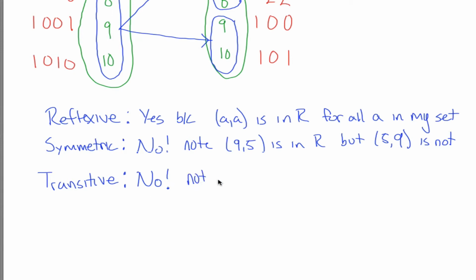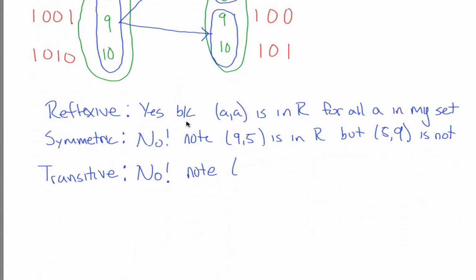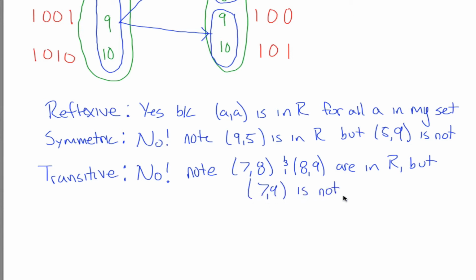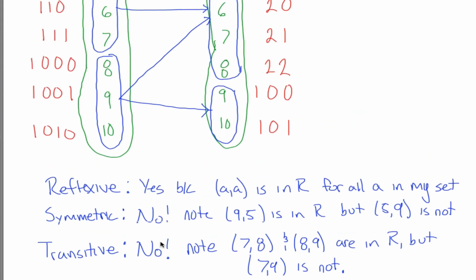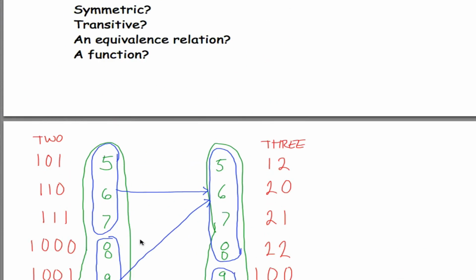And I'll say note. I should use the exact example I just talked through. What did I say? 7 to 8, I think? I think this was the example I used. Note 7, 8, and 8, 9 are in R, but 7, 9 is not. So it's not transitive. 7 to 8, sure. 8 to 9, sure. 7 to 9, nope. So there you go. It is reflexive. It's not symmetric. It's not transitive.